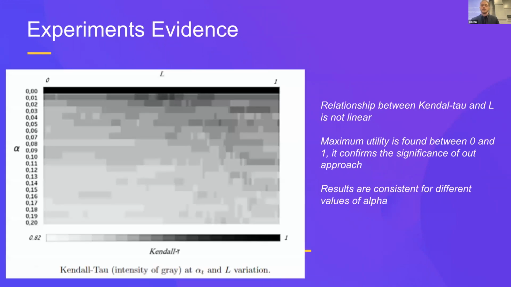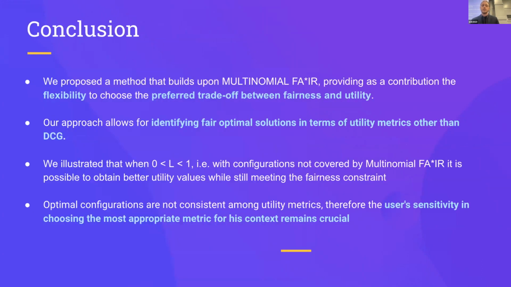The experimental evidence suggests that the relationship between Kendall tau and L is not linear, and the maximum utility is found between 0 and 1. So it confirmed the significance of our approach. Results are consistent for different values of alpha. So we propose a method that builds upon multinomial FAIR, providing as a contribution the flexibility to choose the preferred trade-off between fairness and utility.